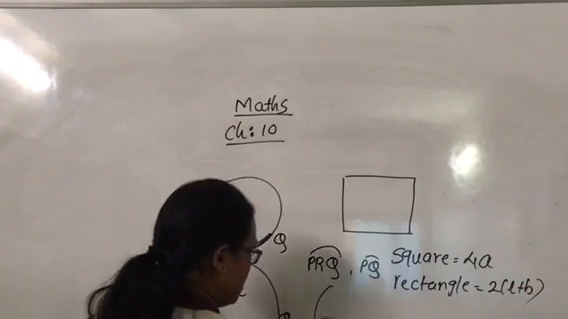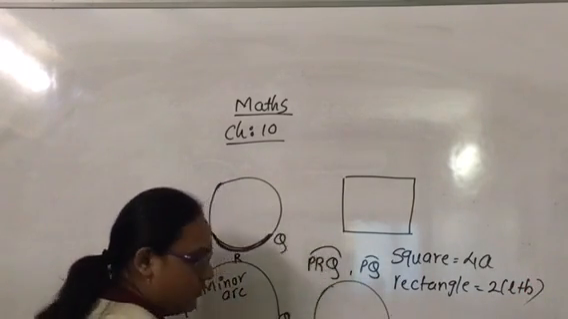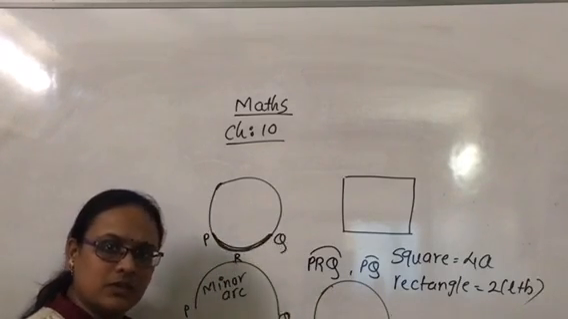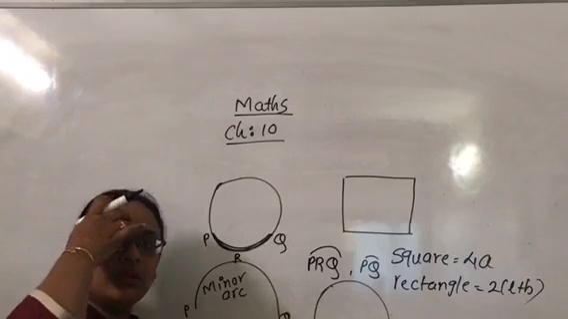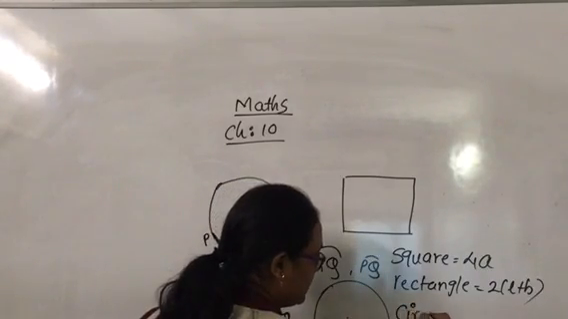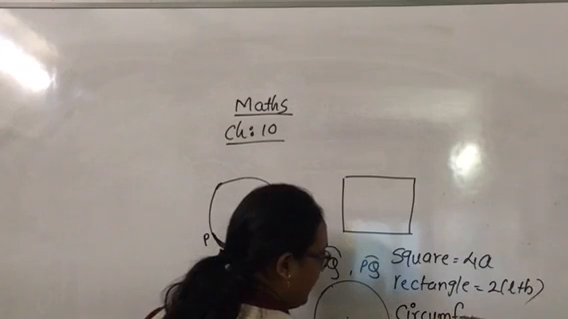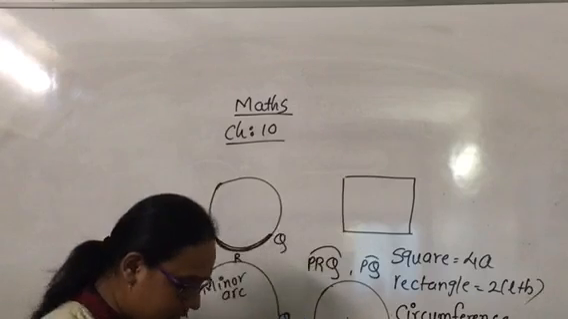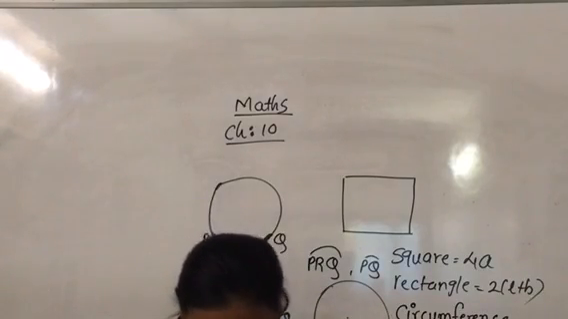In the same way, the circumference of a circle is nothing but the perimeter of a circle, which we have given a new name, the circumference. This is nothing but the perimeter of the circle. So it is known as the circumference of a circle.